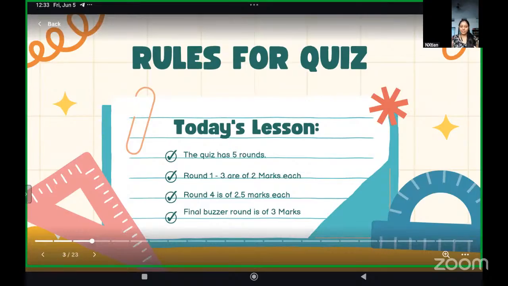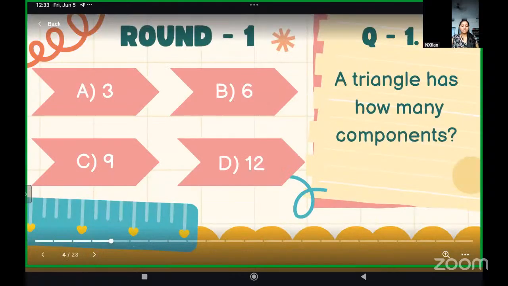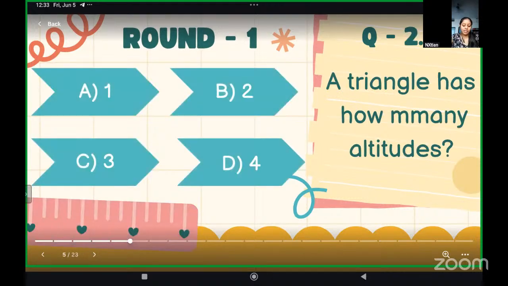Round one. Let's start with Eva. All the best, all of you. First question. A triangle has how many components? Six. Okay, Eva. Next question for Zoe. A triangle has how many altitudes? Say loudly, Zoe. 3. Okay. Next question. Please ignore the typo error.